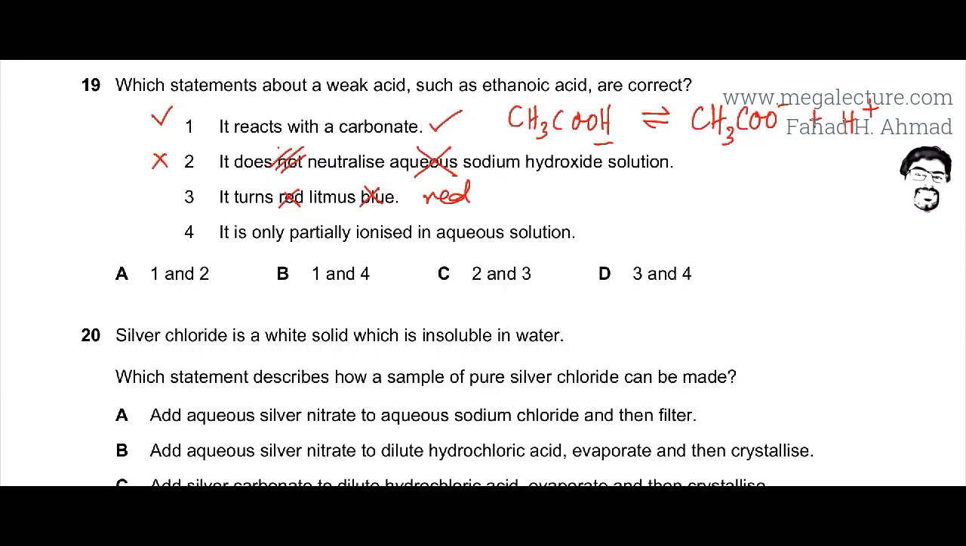And finally, the fourth statement: it is only partially ionized in aqueous solution. This is what I'm talking about. If you have ethanoic acid, only very few molecules are going to break down and produce these ions. So this statement also looks perfectly correct. So the middle ones are incorrect. The first and the fourth are correct. So your correct option for this MCQ would be option B. 1 and 4 would be correct.